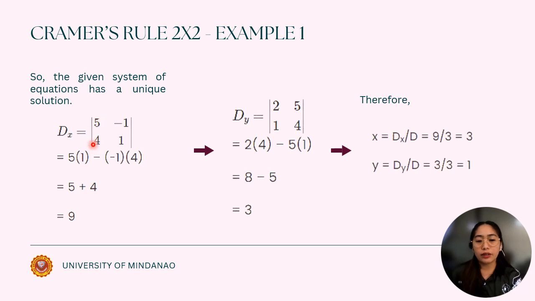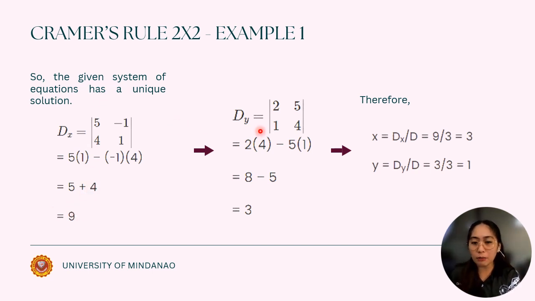So d sub x is equal to our c and the b variables, where the c is our constant matrix, which is the 5 and 4. And our b variables are -1 and 1. So we will cross multiply them also, same as the solution for the d. So 5 times 1 here, and minus -1 times 4. Be careful of the sign so that we will have the correct answer. So 5 times 1 is 5, minus -1 times 4 is -4, but since they are both negative, it will be positive. So 5 plus 4 is equal to 9. So that's our d sub x.